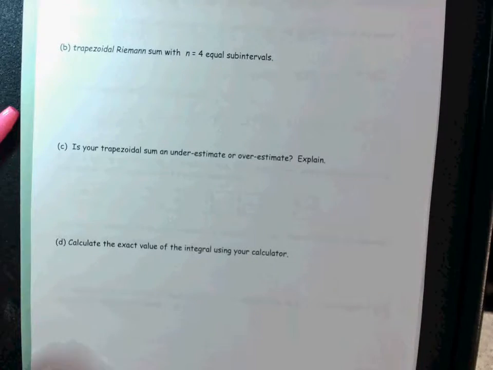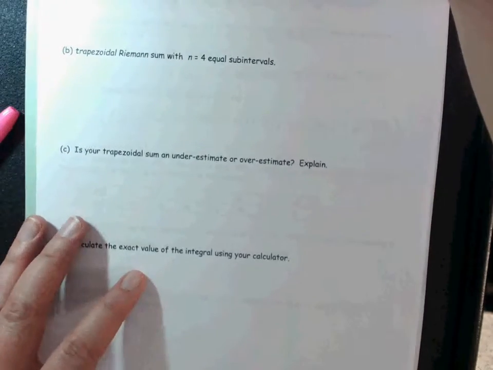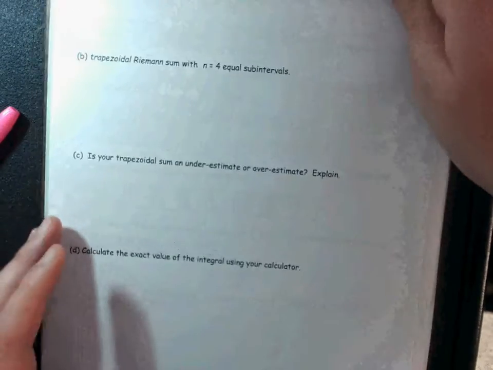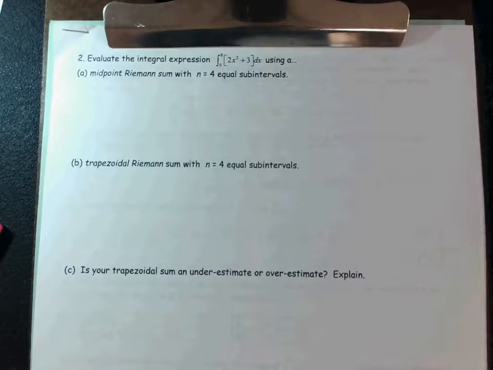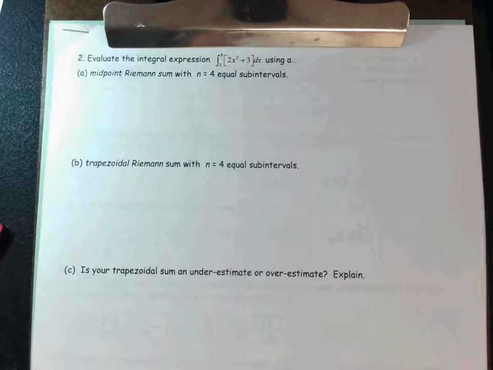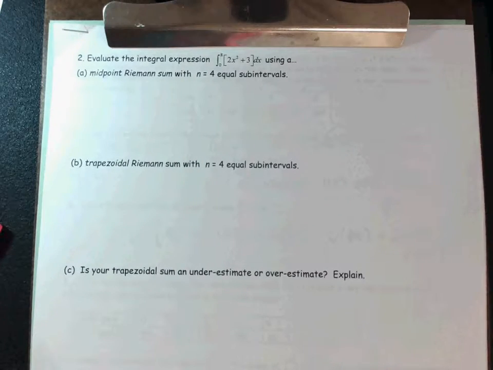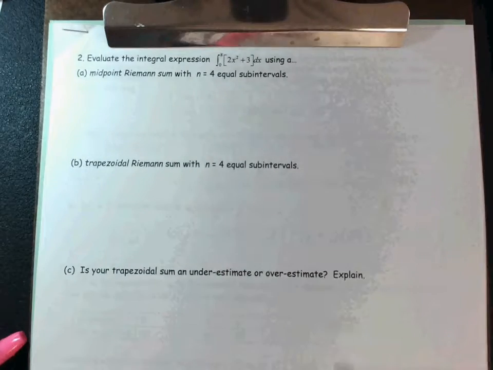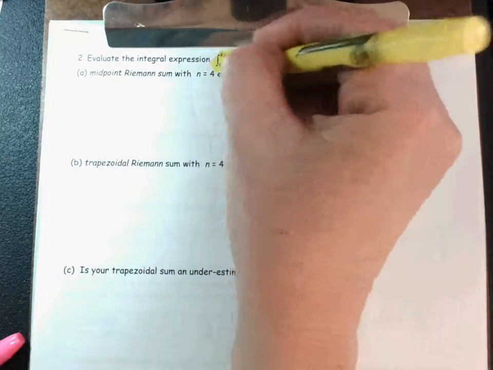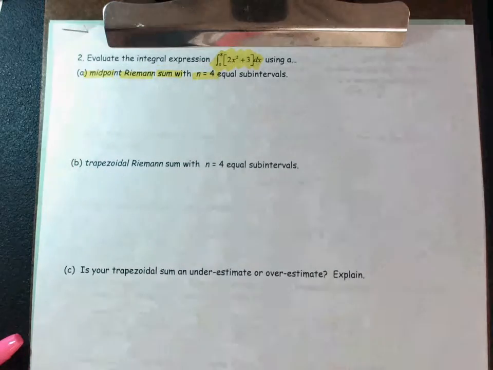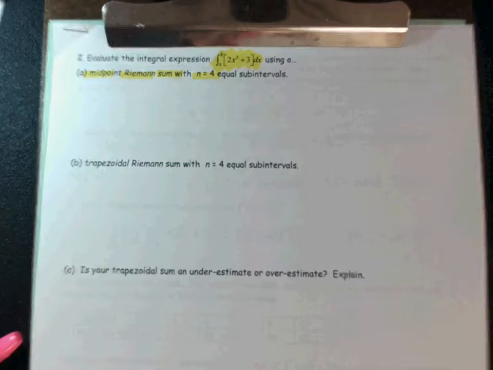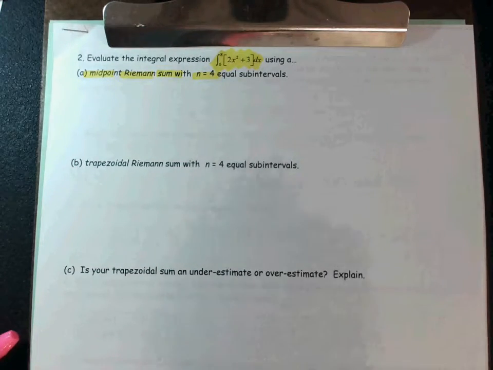Okay, I did want to go back and work number 2, just because I want to make sure that you have a little bit of exposure to doing ones where you're not given the table. So number 2 says you have this equation here, and it asks you to do a midpoint Riemann sum with 4 subintervals. Now, what that means is that you need to divide the length into 4 equal parts.